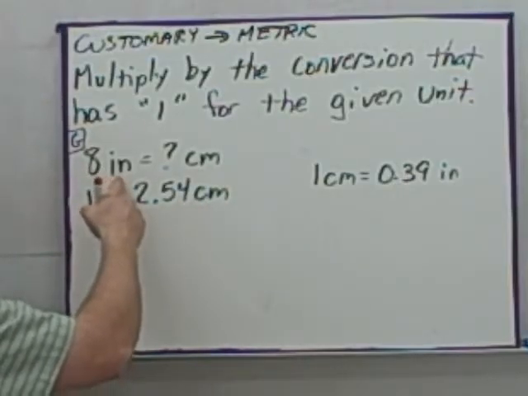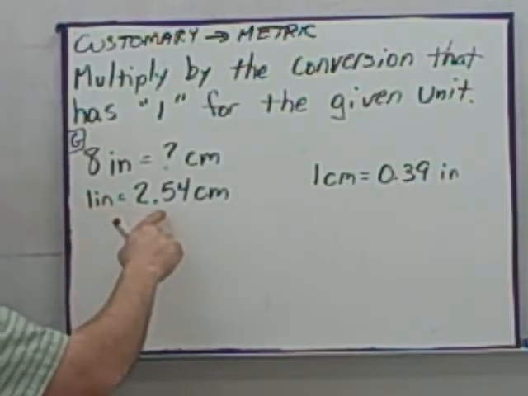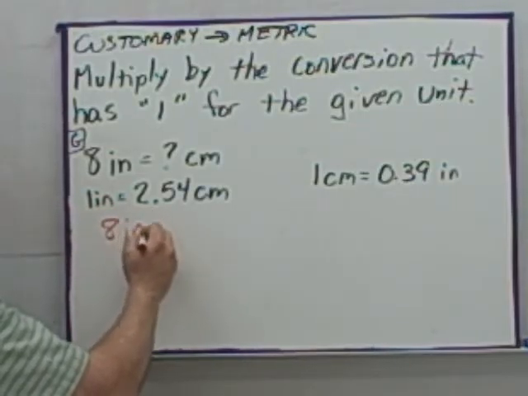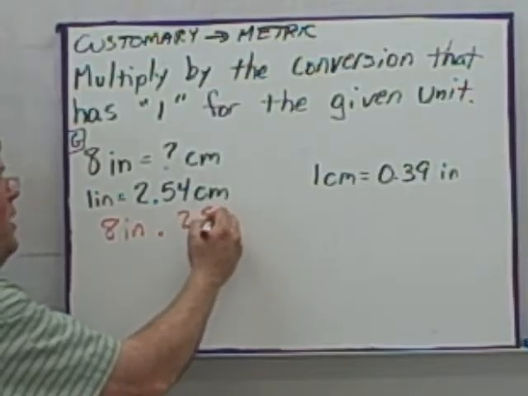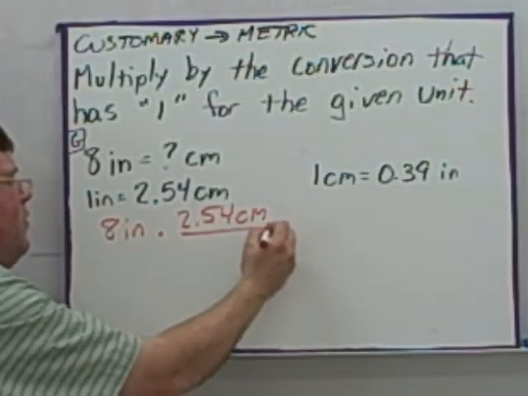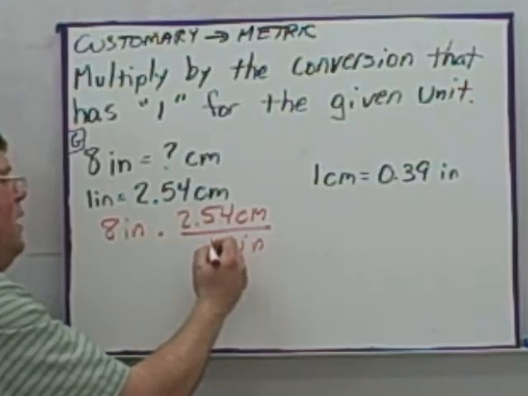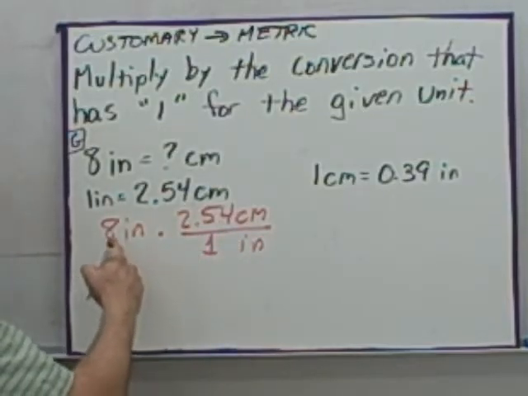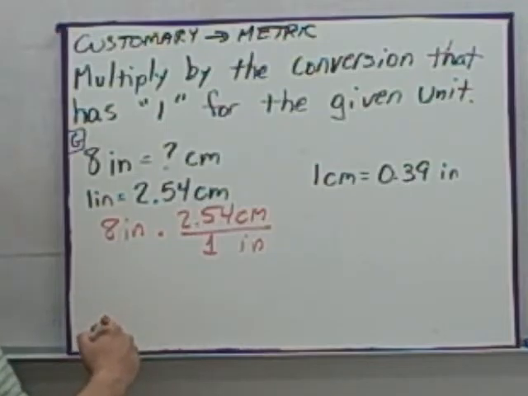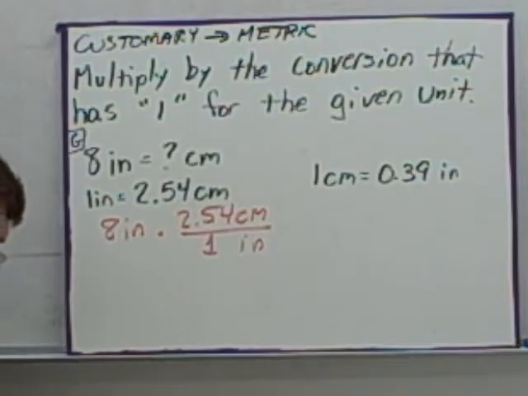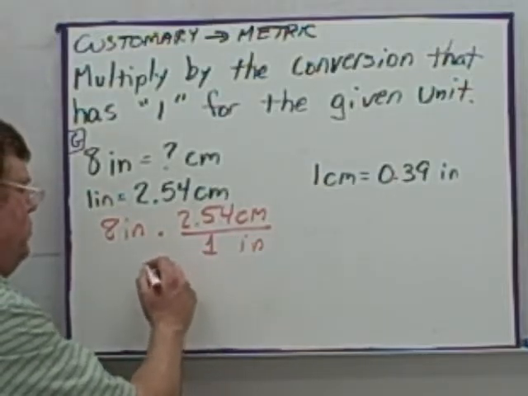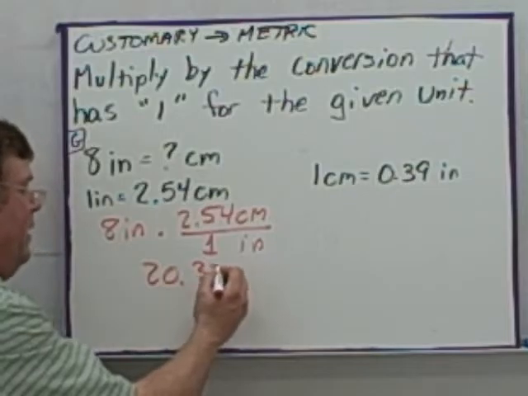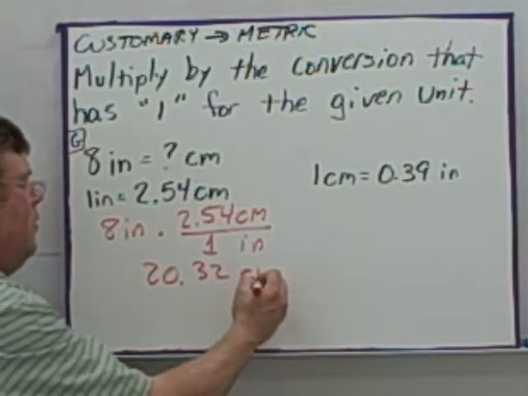So in this case, since we're given inches, we're going to multiply by the 2.54, because it's 8 inches times 2.54 centimeters per 1 inch. You'll see when I multiply these, I'm just going to do 8 times 2.54. And when I do that, I'm going to get 20.32 centimeters.